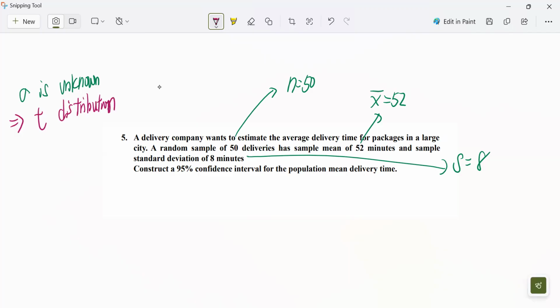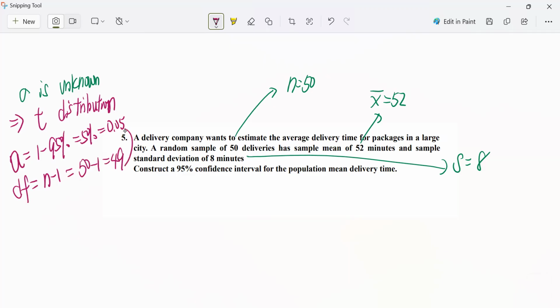And for the t-distribution, we need a couple things. Alpha, it's 1 minus confidence level. So that's going to be 5%, 0.05. And then degree of freedom, it's sample size minus 1, which is 50 minus 1, 49. Based on those two, we find a critical t-score.